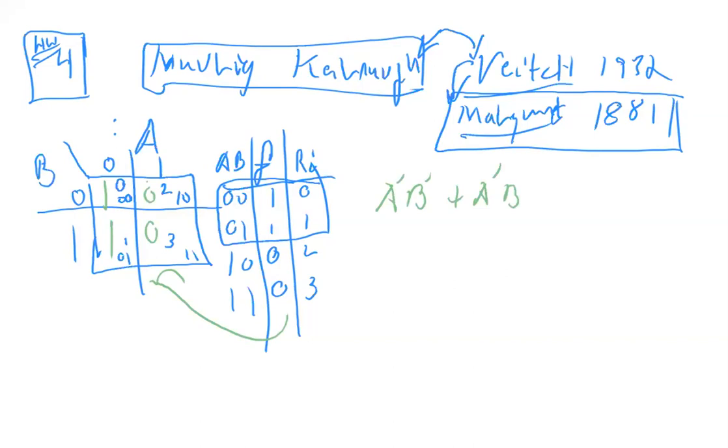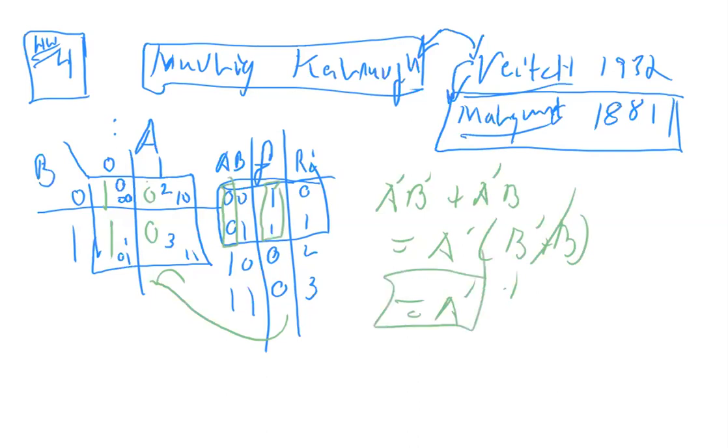And clearly, we can manipulate it by factoring out B and saying that the whole thing is equal to A prime. And sure enough, if A is equal to 0, then the output must be a 1. So that's our simplification right there. And we did that with Boolean algebraic manipulation.